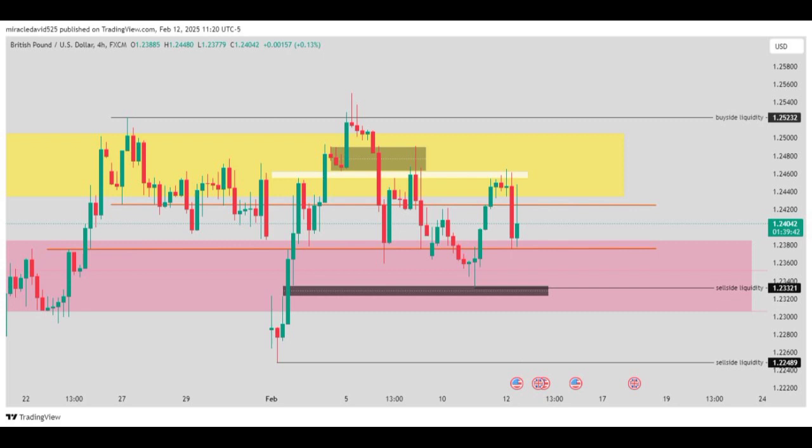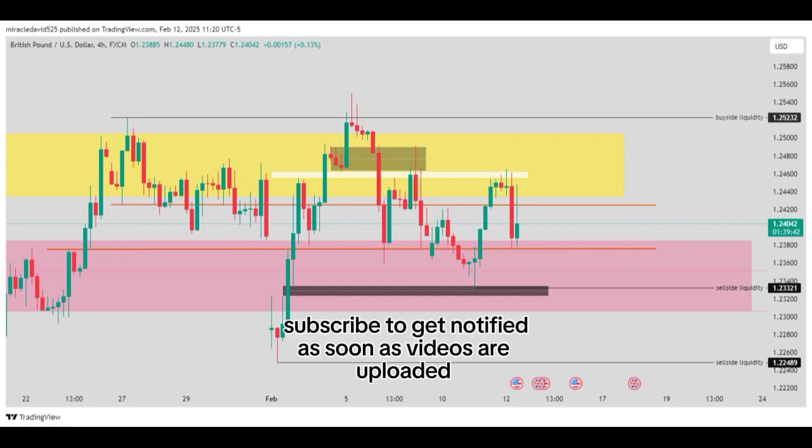Price can be irrational. Price can behave in a manner that we don't expect. So I'm not holding this bias forever. I'm watching to see how price behaves. If price does something else, I'll have to reanalyze and reassess and not just stick to it forever, like price must do my will.